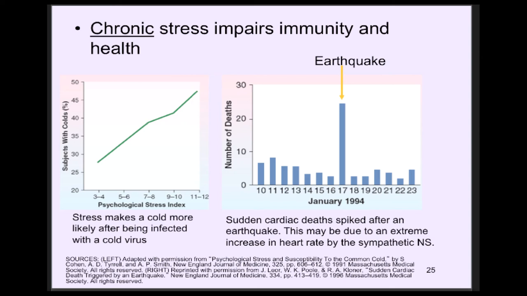So chronic stress also impairs our immune system, and so here's an example of a study where they infected individuals with the cold virus, and depending on how much stress they indicated they had, they were more likely to develop the cold. So those with the highest levels of stress were approaching 50% likely to develop the cold. And in contrast, those who had lower levels of stress were only about 27 or 28% likely to develop the cold. So the incidence of developing the cold almost doubled if they had higher levels of stress.